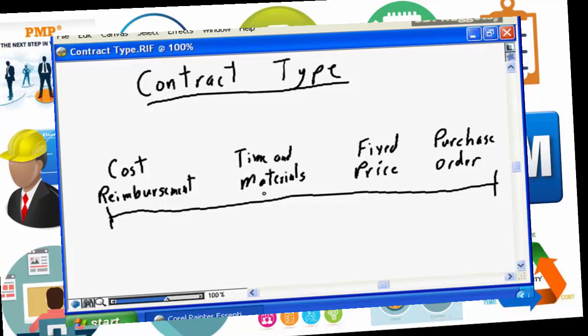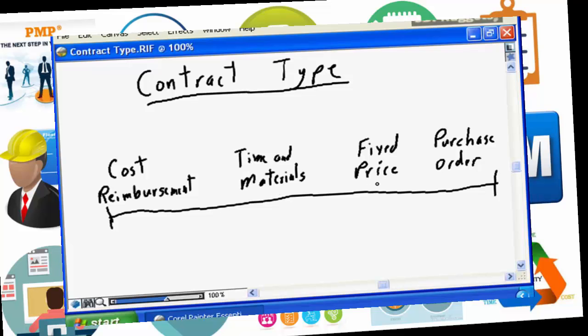Time and materials is much the same, with the difference being the agreement is simply the buyer agrees to buy units at a given price. The buyer is often not aware of the markup. The buyer is often not aware of the profitability from the seller's viewpoint. The buyer simply knows they have an agreed upon price for each unit purchased, and the seller is obligated to provide each unit for that price.